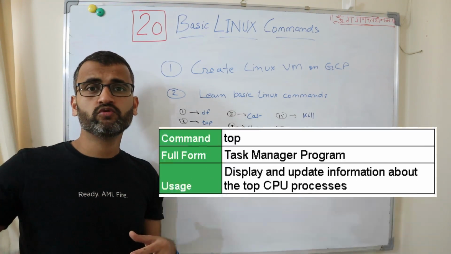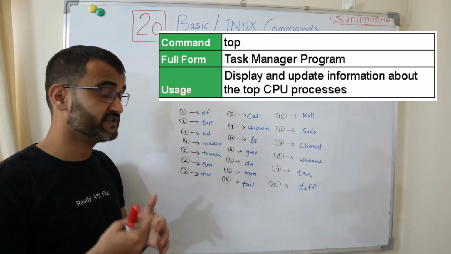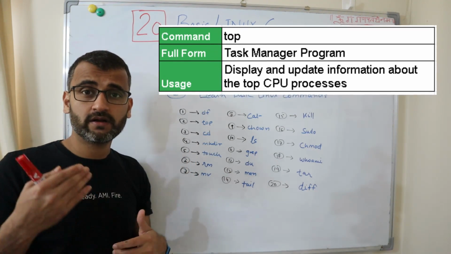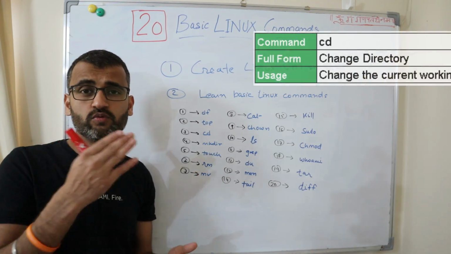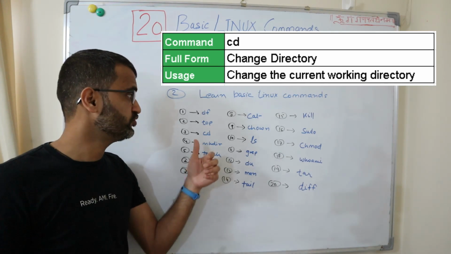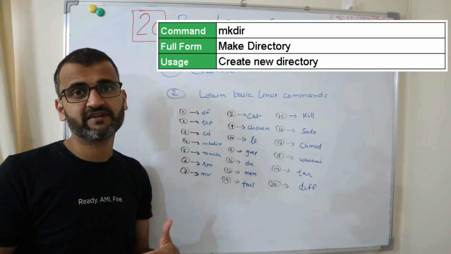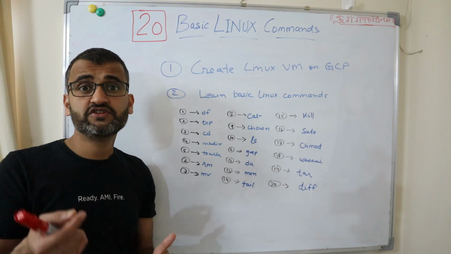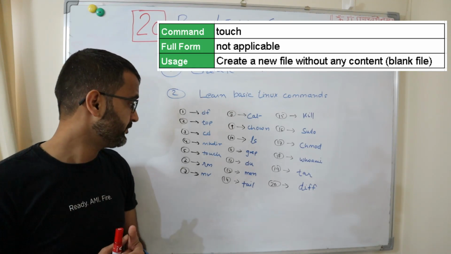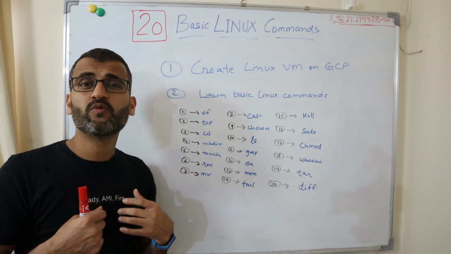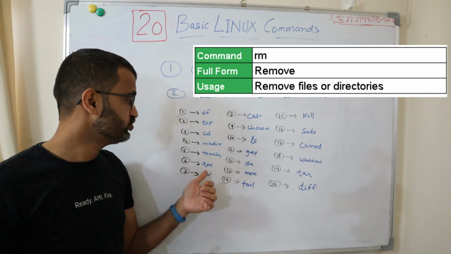Top is like going to your Windows Task Manager and seeing all the processes which are running. Similarly, the top command helps you do that on Linux. cd is change directory. When you want to go from one directory to another, you use cd. mkdir, very self-explanatory, is making a new directory. Touch is used when you want to create an empty file. You can run the touch command and create it.